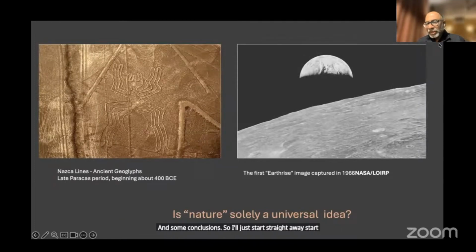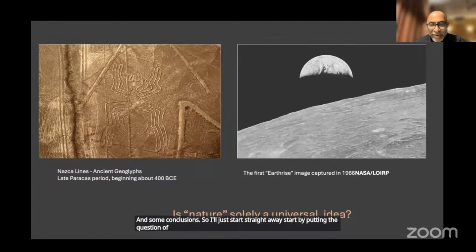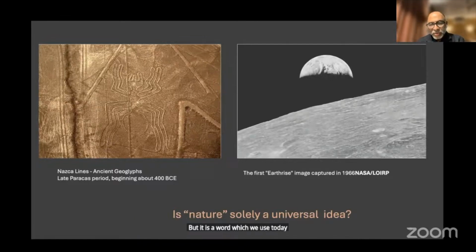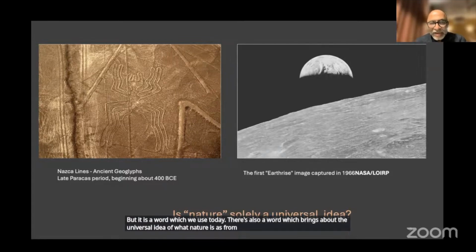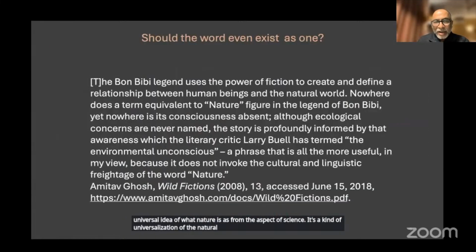So I'll start by putting the question of nature in as a question, because the word nature is not easily translatable to all cultures and all languages. They have very different meanings, but it is a word which we use today. It's also a word which brings about the universal idea of what nature is, from the aspect of science. It's a kind of universalization of the natural system. But this is not, as I said, always true. And I think questioning what nature means in a social and political perspective really helps us to examine how to think about this question.